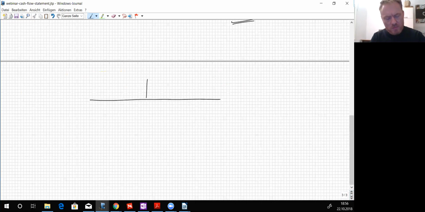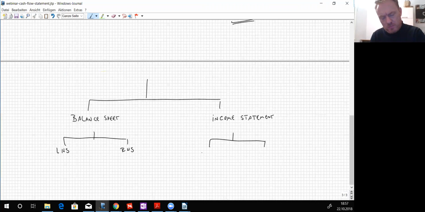There are two main elements to financial accounting: first of all, the balance sheet, and second, the income statement. What's really important is that the balance sheet is made up of a left-hand side and a right-hand side, and so is the income statement. On the left-hand side, you can see expenses, whereas on the right-hand side, there are revenue and gains.